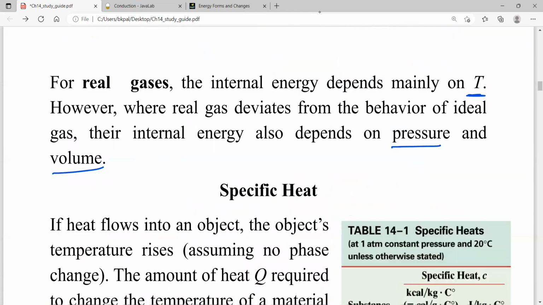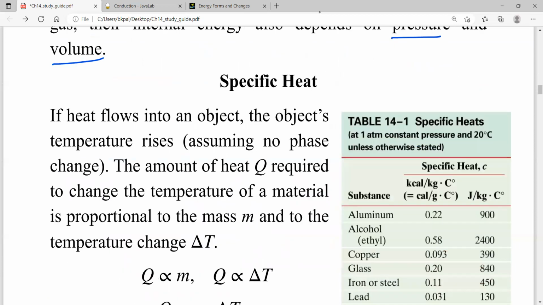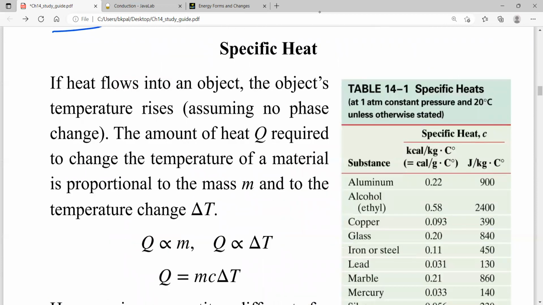The next thing I'm going to talk about is the specific heat. From our common sense, we know that when heat enters some object, the temperature of the object increases, right? Now, we are going to learn the quantitative measurement between the temperature change and heat that enters.